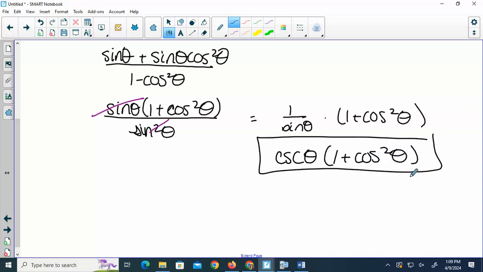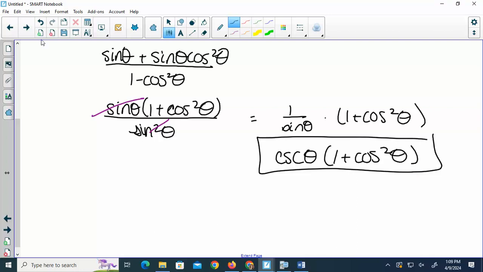If we ever get stuck, what option do we have? Put it all into sine and cosine. And if we work this side, maybe we got to here and we didn't know what else to do. Could we box it in and go work the other one? Yes, you're just trying to make them match.